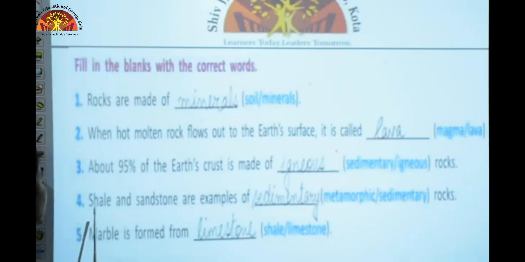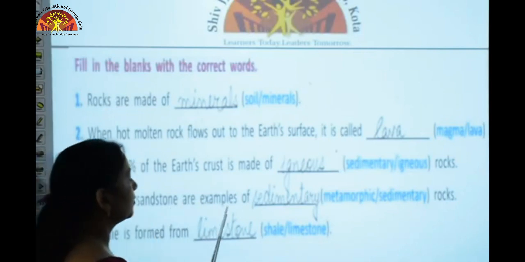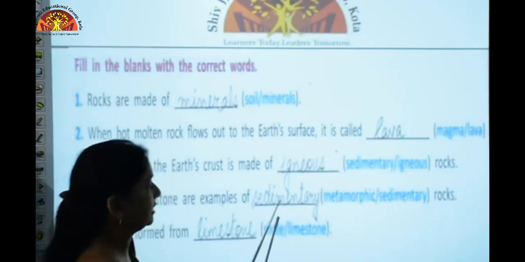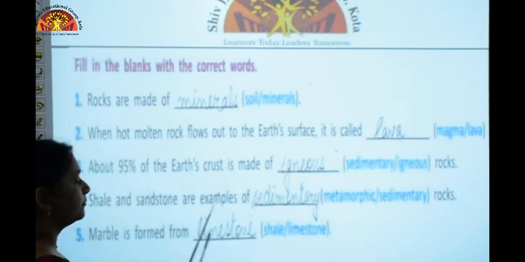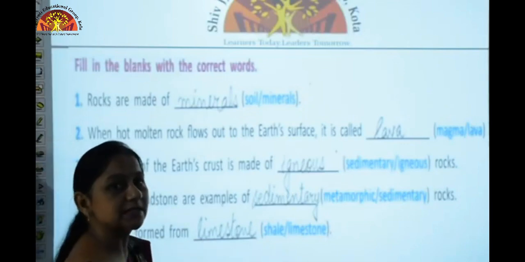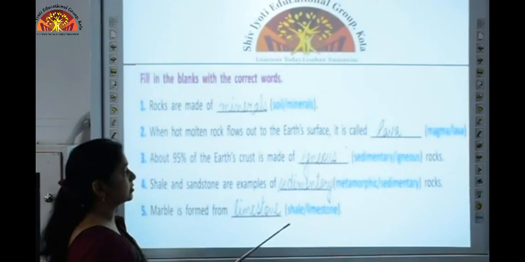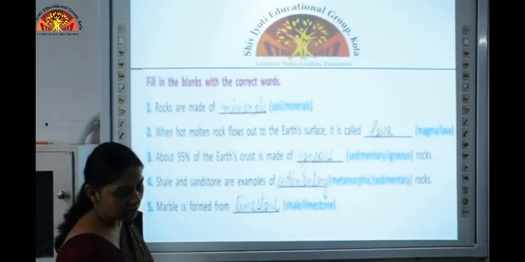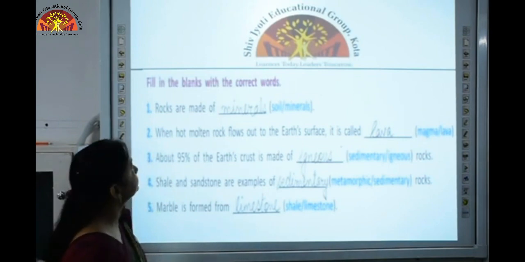The fourth one, shale and sandstone. As we have discussed on the board, shale and sandstone, they are both examples of sedimentary rocks. Next one, marble is formed from limestone. Marble is formed from limestone, and limestone is a sedimentary rock. Marble is a metamorphic rock. So this was the exercise which is on page number 52 of your book.